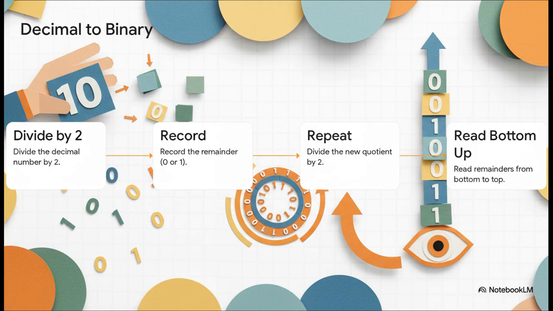Translating our human base 10 numbers into the machine's base 2 is basically like an action-oriented puzzle, and it's solved by a simple algorithm called successive division. It goes like this. You take your decimal number and divide it by the new base, which is 2. You write down the remainder, which, of course, will always be a 0 or a 1. Then you take your new quotient and divide by 2 again, over and over, until you hit 0. Finally, you just read those remainders in reverse order.